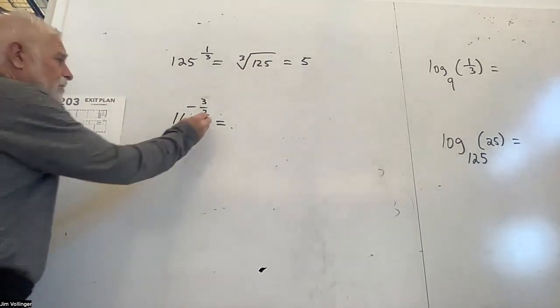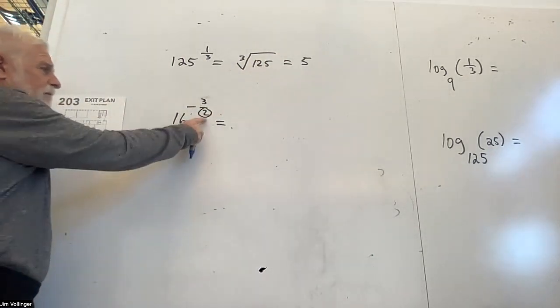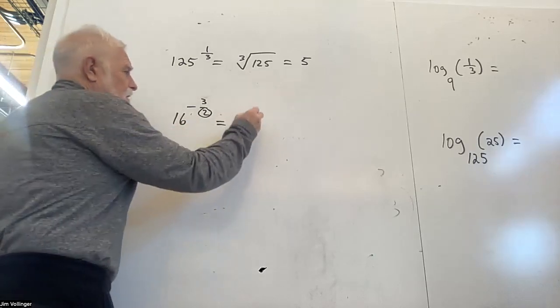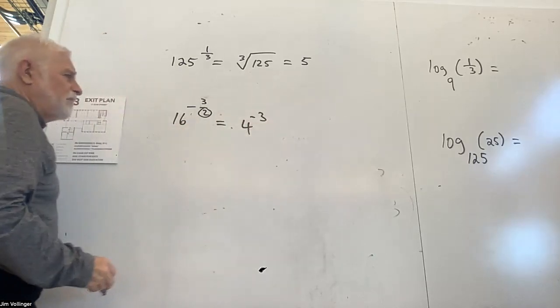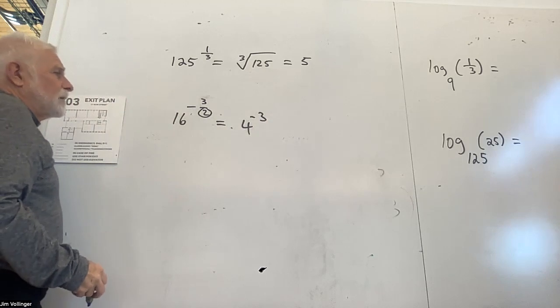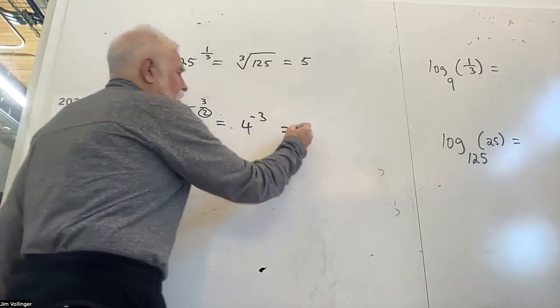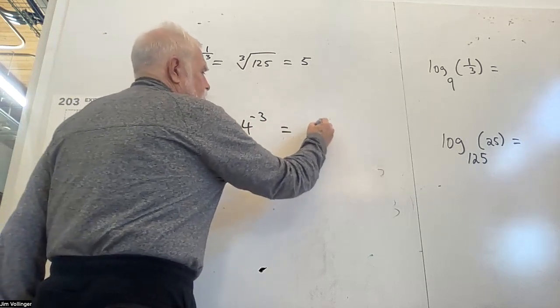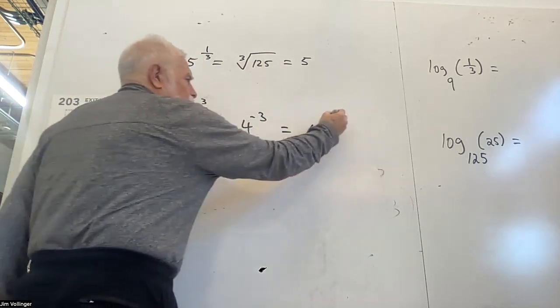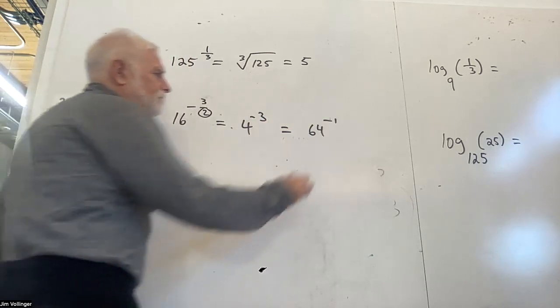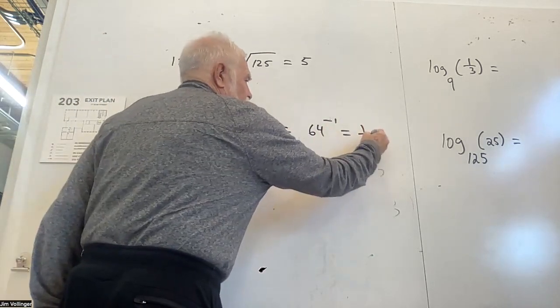I definitely want to do this operation first. I know that's the square root of 16, which is 4 to the minus 3, so I've done that. Now I'll do 4 to the 3, which is 64, with a minus sign. I think I'll put a 1 there. So I guess that's 1 over 64.